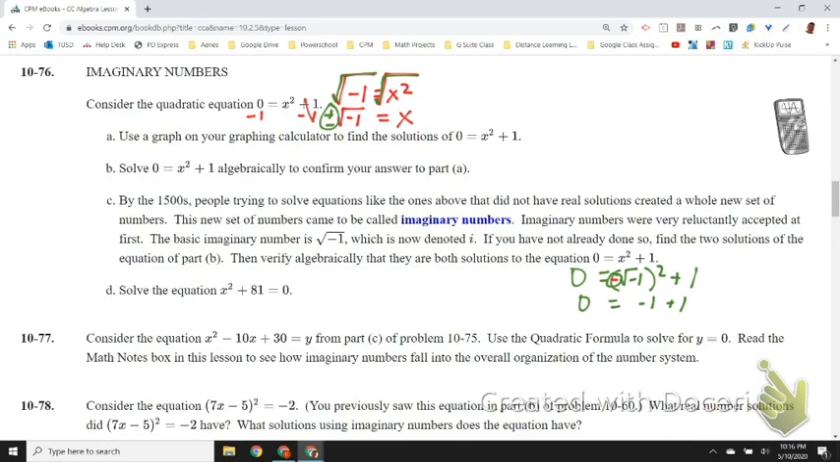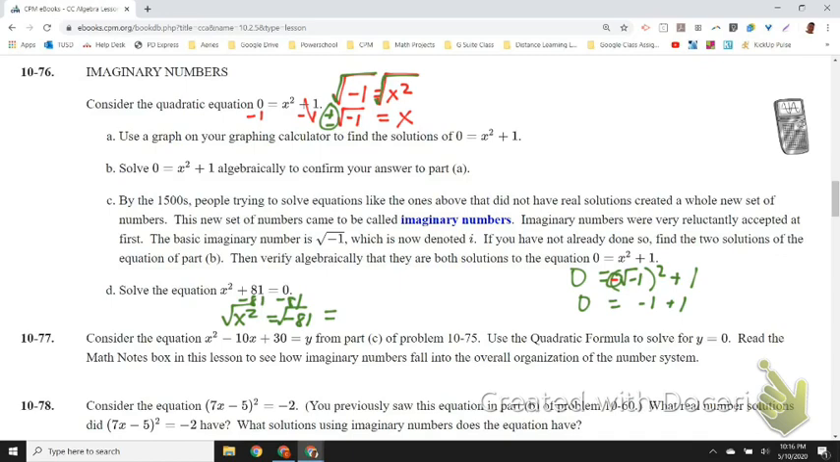Okay, so let's go ahead and solve D together. Obviously, I'm going to subtract 81, right? So we get x squared equals negative 81. So when we square root this, I'm going to get, well, what's the square root of a negative 81?